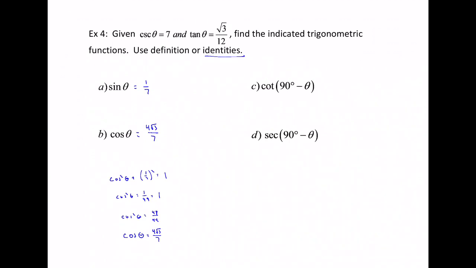And we could also set up the triangle to figure out those values as well. Cotangent of 90 degrees minus theta. Well, remember, that's the same thing as tangent of theta. Well, what's tangent of theta? That was actually given to us. So that's the square root of 3 over 12. Secant is equivalent to cosecant of theta. And so cosecant of theta was also given in the problem, so that is an answer of 7. So that's using the definitions and the identities to work through some of these problems and figure out how to find each of their values.